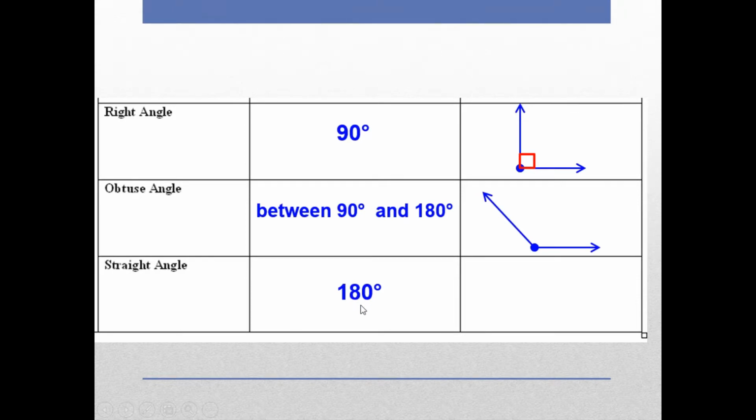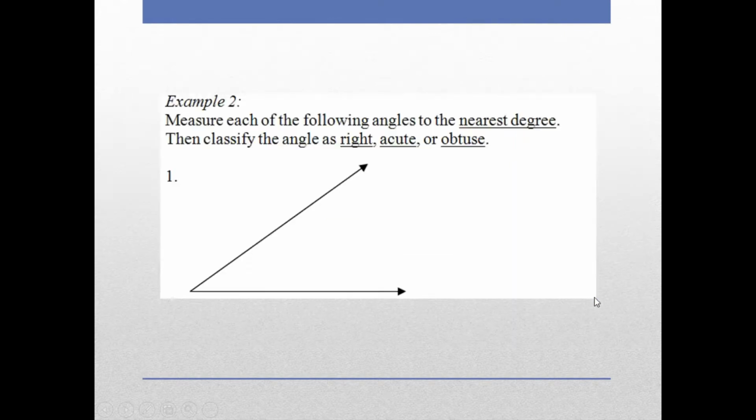And a straight angle has a 180-degree measure. Essentially, that's just two rays that point in opposite directions, all the way from one side to the other is 180 degrees.